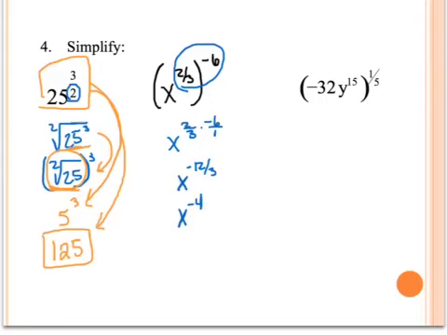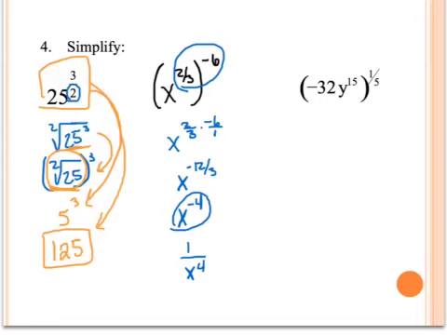Now, I would want you to simplify that so I do not have a negative exponent. And if you remember your exponential rules, I need to take this factor. If my exponent is negative in the numerator, I need to move it to the denominator. So this becomes 1 over x to the 4th. Okay, and the last problem.